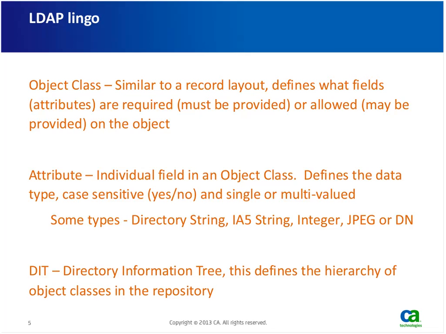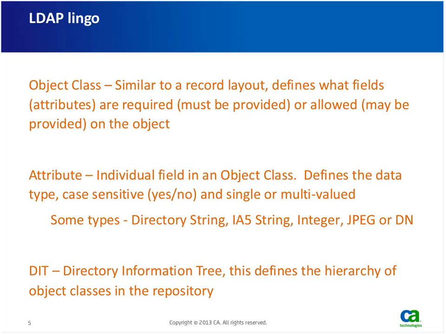Integer data, JPEG photos, or a DN, a distinguished name. There are others, and again, if you've got questions about a particular type, we can go over that later. And last is the DIT, or directory information tree. This is the hierarchy of the objects within the repository.